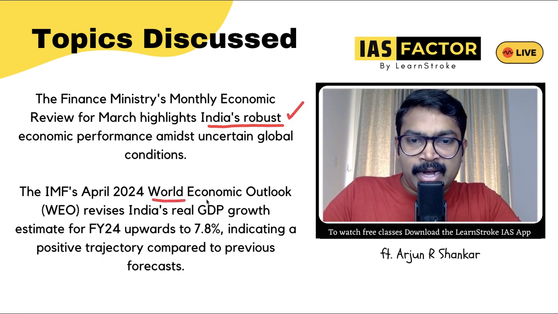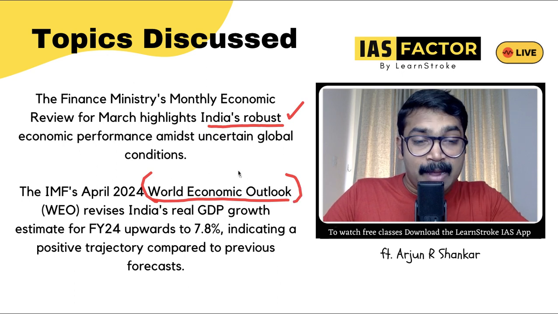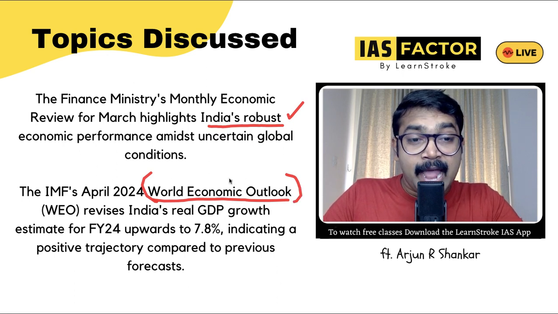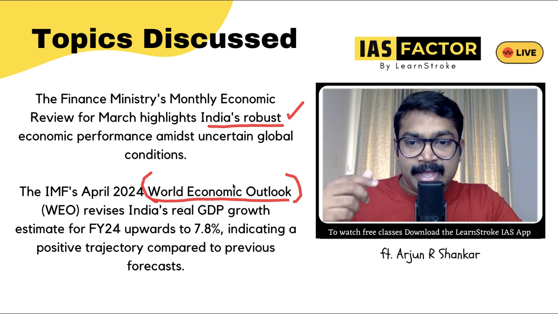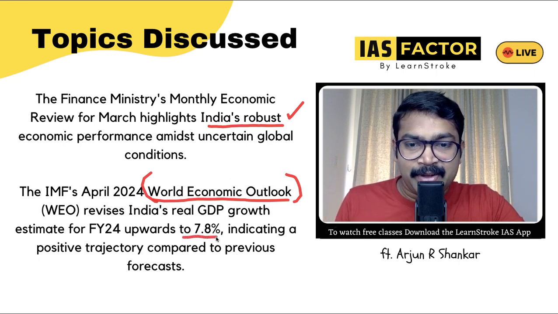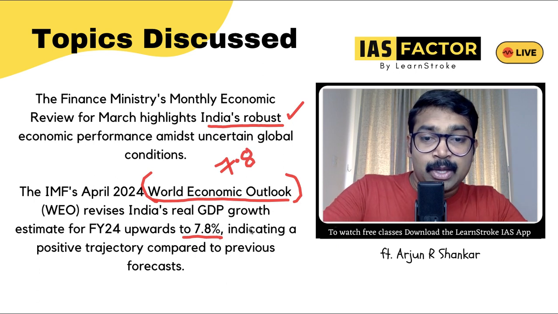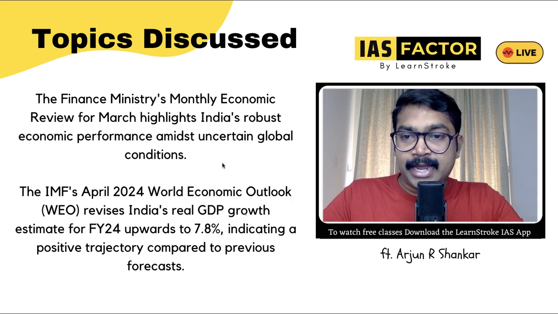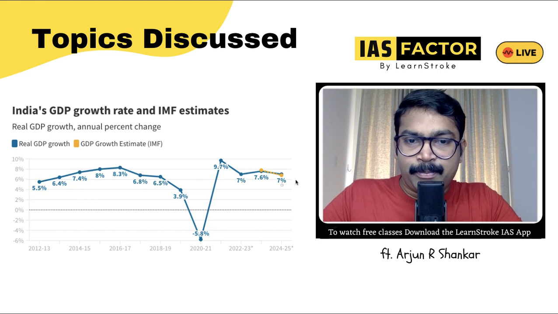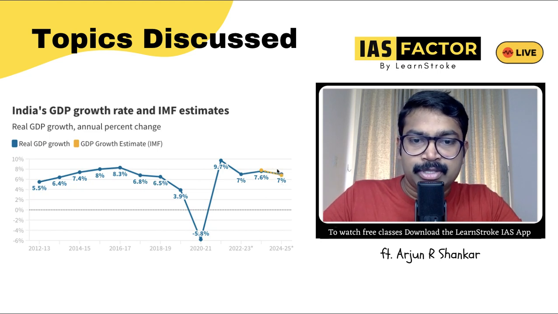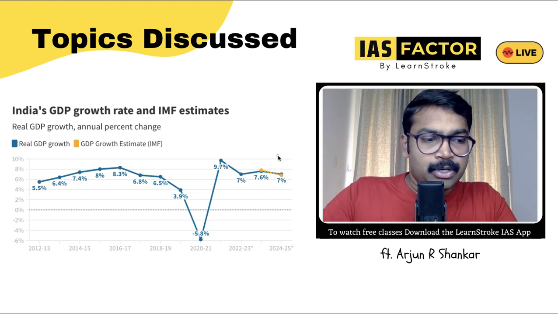And what about the World Economic Outlook? IMF publishes this. This can even be a question. The World Economic Outlook, or WEO, is a report by the IMF. The World Economic Outlook revises India's real GDP growth rate for 24, and it says 7.8%. India growing at 7.8% is not a small thing. So this is the World Economic Outlook. So this is what they say. And what are the others? You can take 7.8%. There is a chance that it will grow 7.8%, which is a good thing according to the IMF.